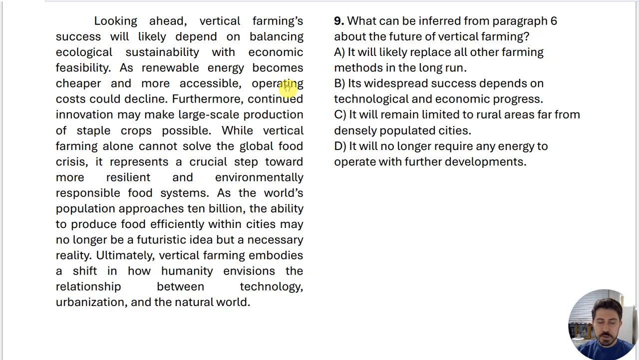When we read the first 3 sentences in the paragraph, we can see that the future of vertical farming is related to economic and technological developments. So there's potential, but this potential relies on economic and technological changes in the world. That's why the best option here will be option B.